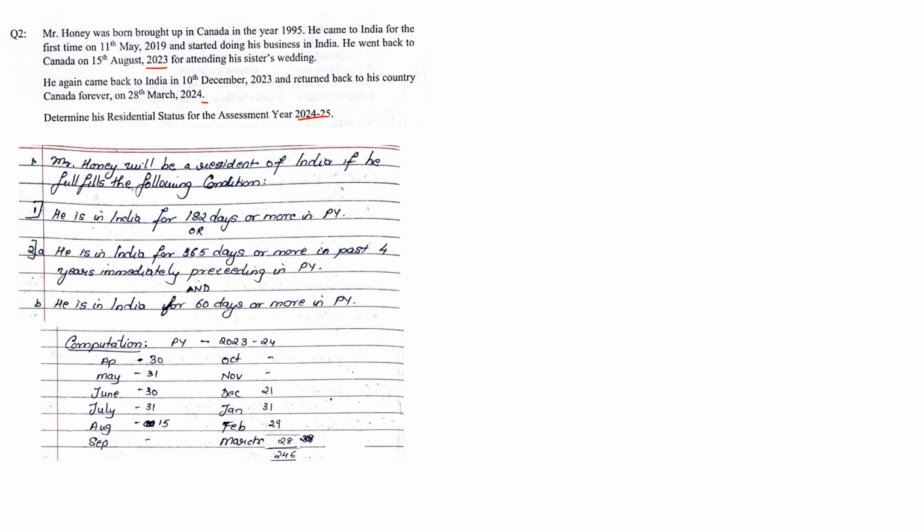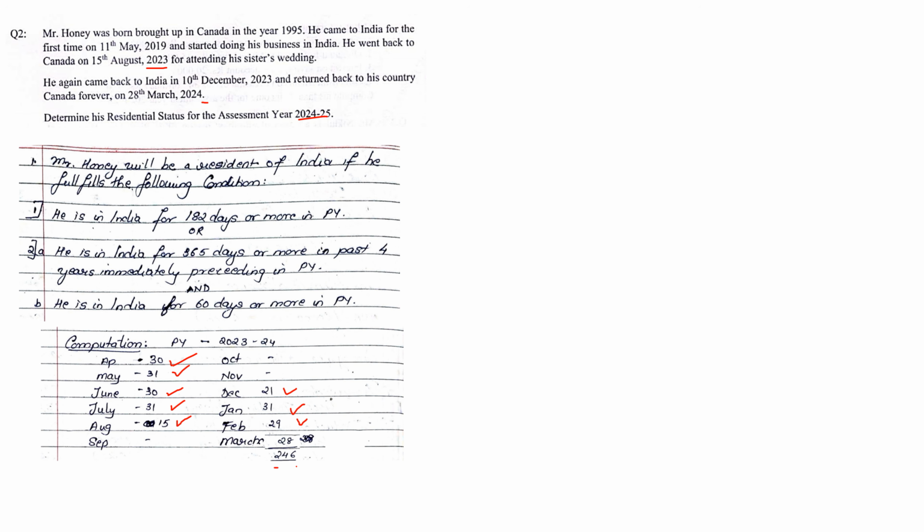He went on 15th August for the wedding of his sister. So before 15th August he was completely in India. So April, 30 days in India; May, June, July, and August 15 days, because on 15th he left. September, October, November he was not in India. Then he came back to India on the 10th December. So from 10th till 31st, 21 days he was in India. January again he was in India. February again he was in India. It's a leap year, February 2024 is a leap year. On March 28th he left again, so 28 days of March.